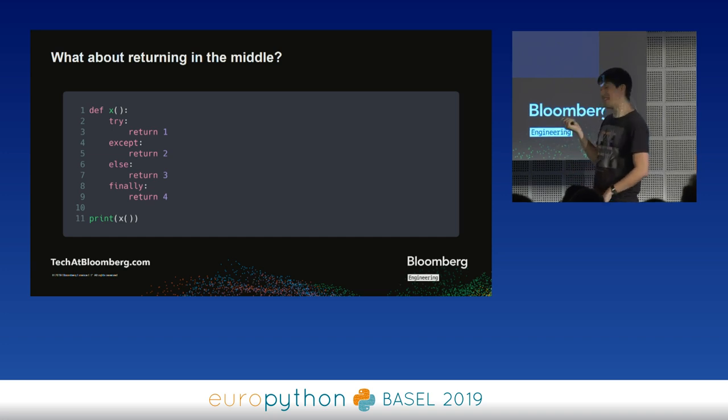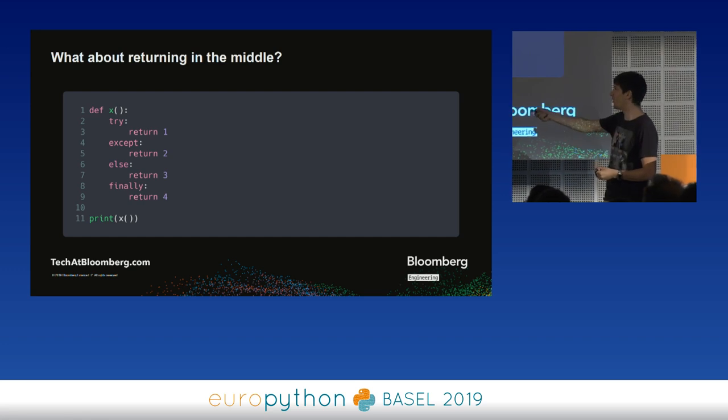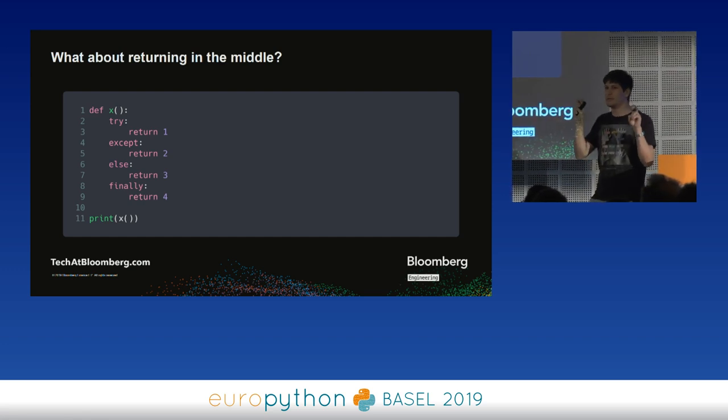Right? This is really interesting. What's going to happen here is that actually all those returns are not going to be executed. What's going to win here is the four. But the same wouldn't happen with the else. If you return something in the try, the else will not be executed.